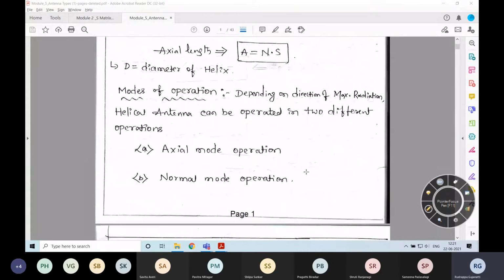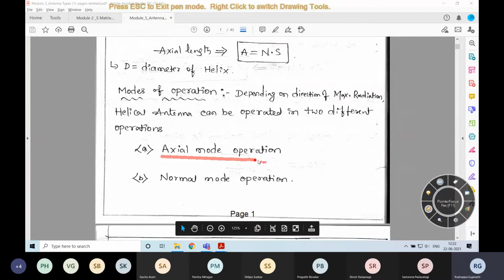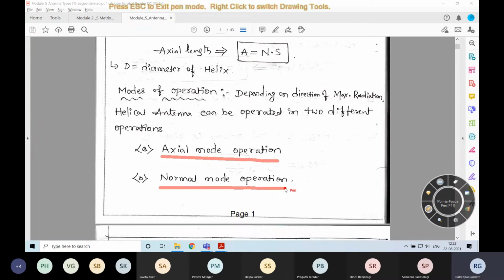There are two modes of operation, that is the axial mode of operation and the normal mode of operation. These modes of operation basically depend on the direction of the maximum radiation intensity, or the direction of the peak value. So depending on that, we have this mode of operation or classification.